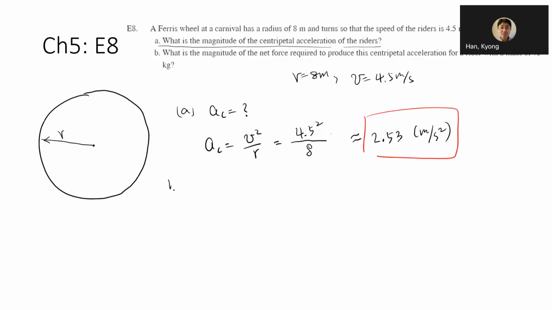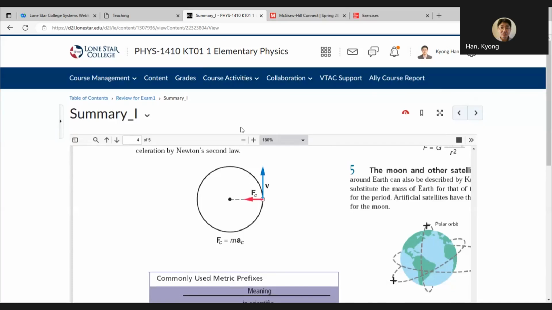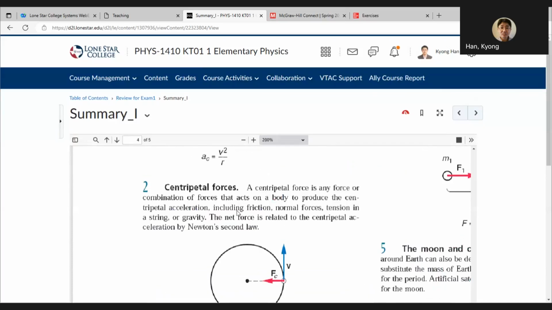Next one is question B. What's the magnitude of the net force required to produce this centripetal acceleration for a rider with the mass given there, 75 kilograms? We need to find the centripetal force. Centripetal force is just mass times centripetal acceleration. This is Newton's second law. You can see the formula sheet there: centripetal force is m a_c.